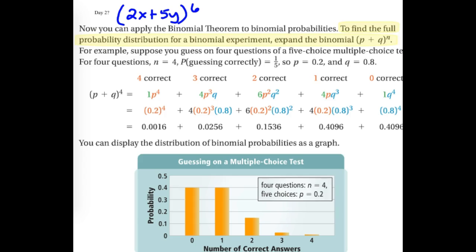Look up Pascal's triangle, right? Your row that you're looking for starts with a 1 and then it has a 6, whatever your power is, right? So it's going to be 1, 6, whatever, yes? So that's the first number. Then what do we do?